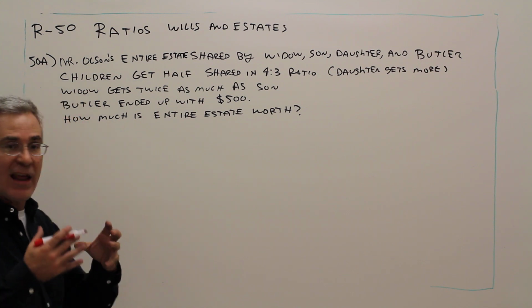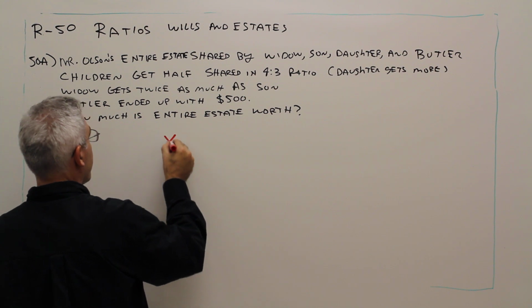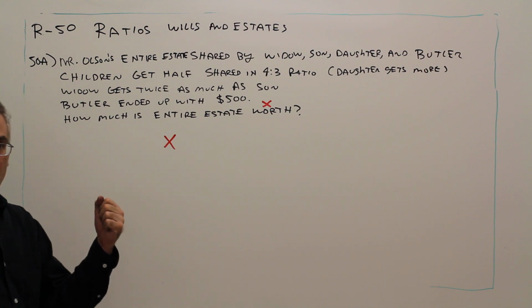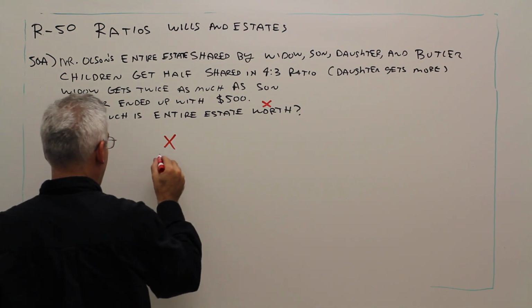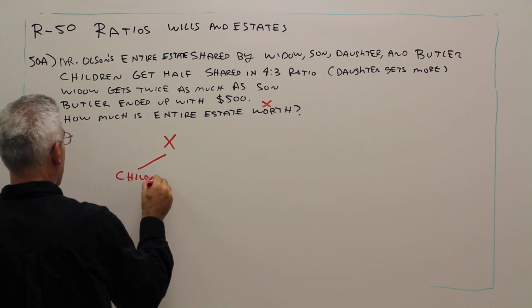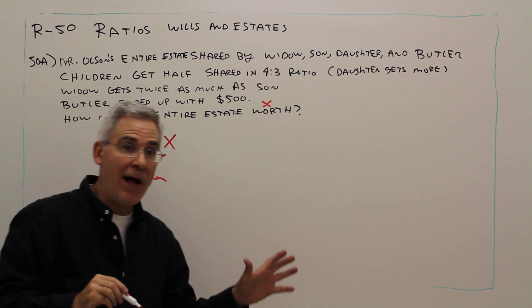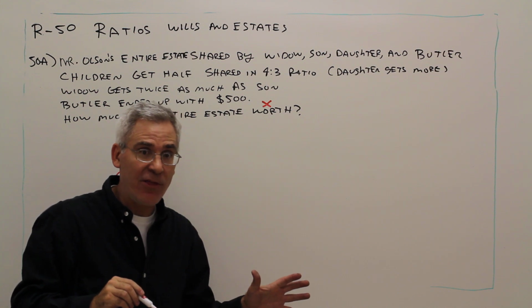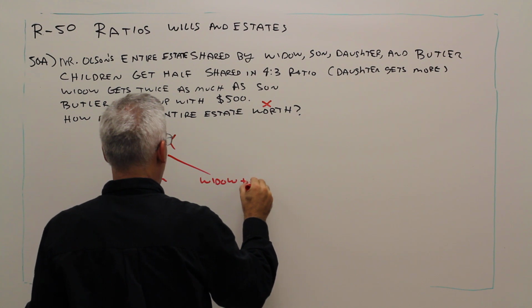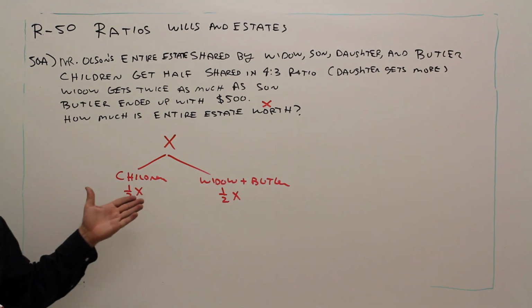So what I'm going to do is let X represent the value of the entire estate. So let's put that at top. So again, the entire worth is X. And then pretty much there's a split going on. The children get half of it, which means the butler and the widow get the other half. I'll go widow plus butler. All right, so there's my basic split.